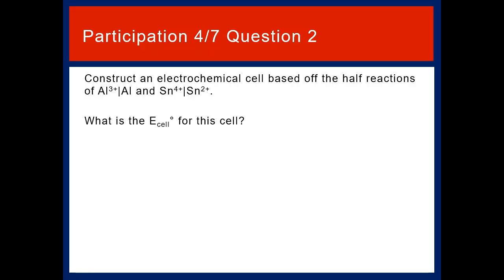Participation 4.7, question 2. Construct an electrochemical cell based off the half reactions of Al3+ to Al and Sn4+ to Sn2+. What is the E cell naught for this cell? This is the second question on participation 4.7, due Tuesday, April 7th at 11:59 p.m. over on Blackboard. Link to the assignment is right below the links to these videos. Again, construct an electrochemical cell based off the half reactions of aluminum 3+ going to aluminum and tin 4+ going to tin 2+. What is the E cell naught for this cell? You can reuse work you've done for other examples and parts of questions in this video, but you only need to figure out the E cell naught.